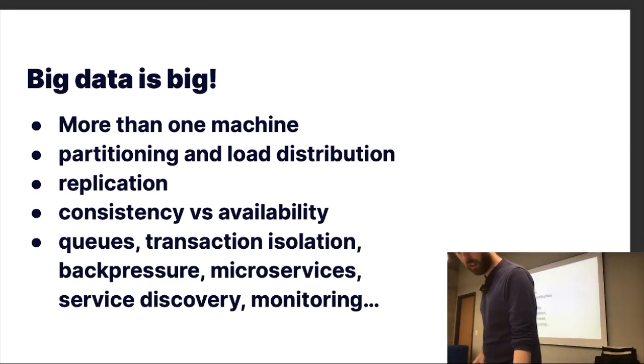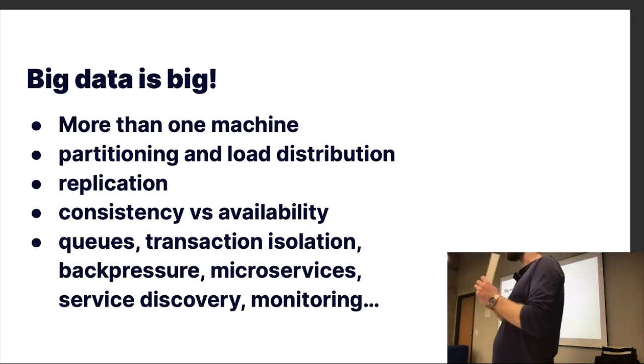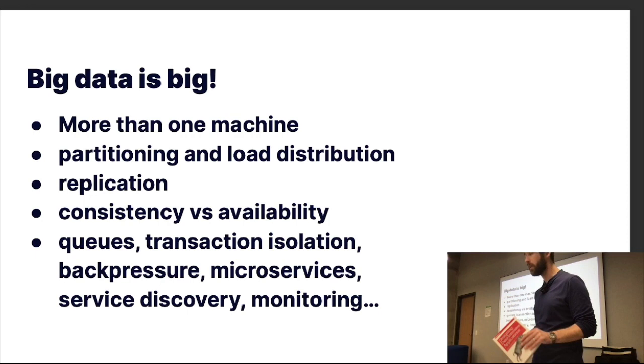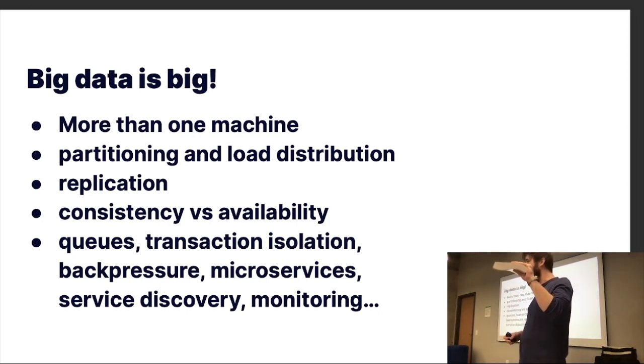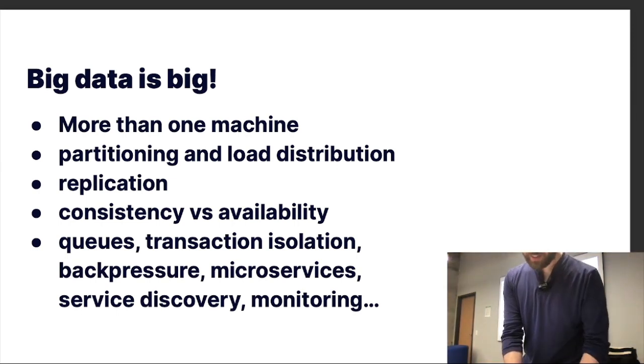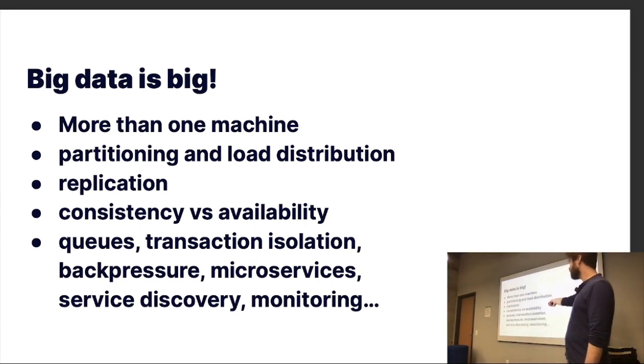This is a book I brought along as a prop. I highly recommend everybody read this. This is one of the most influential books that I've read in my tech career, Designing Data-Intensive Applications by Martin Kleppmann. And it's a very succinct description of everything that can go wrong once you have more than one machine. This is about as small as you could make it. And this is just a part of it.